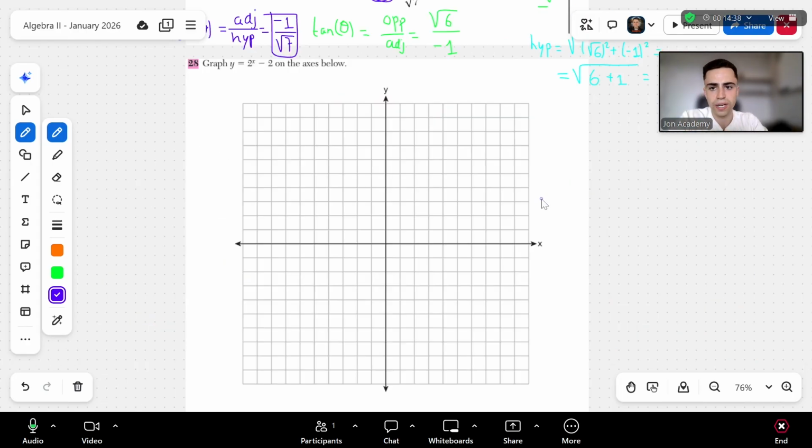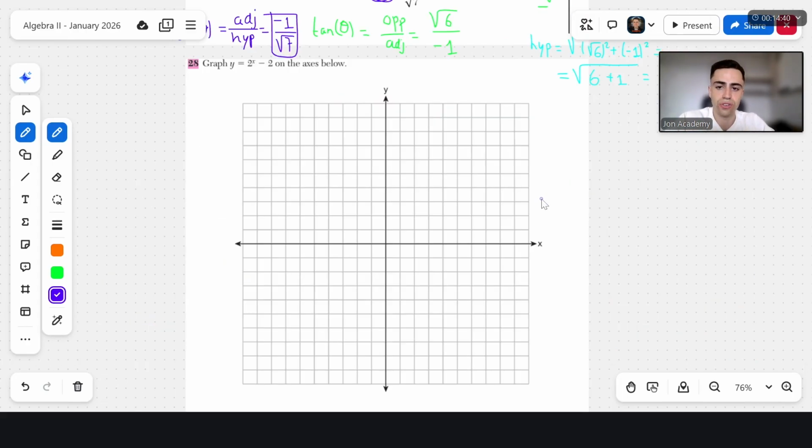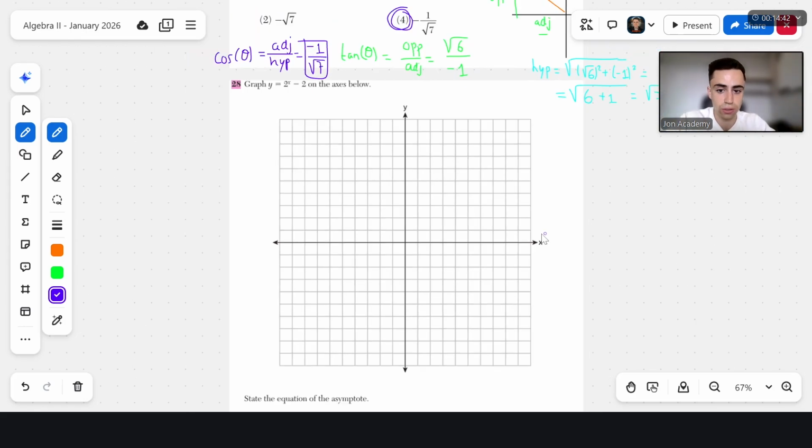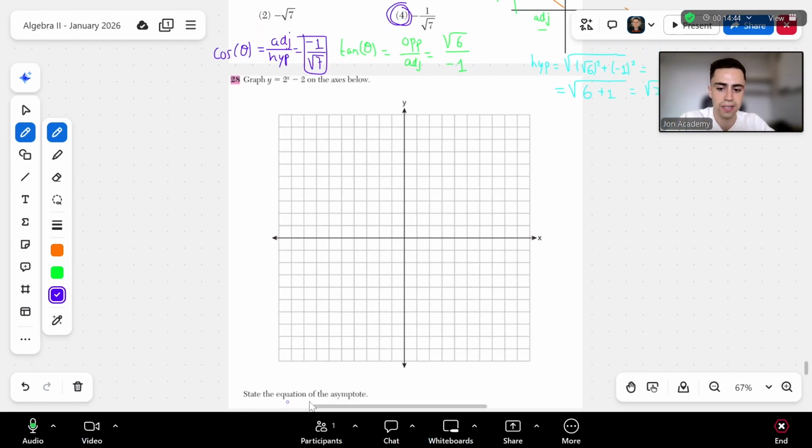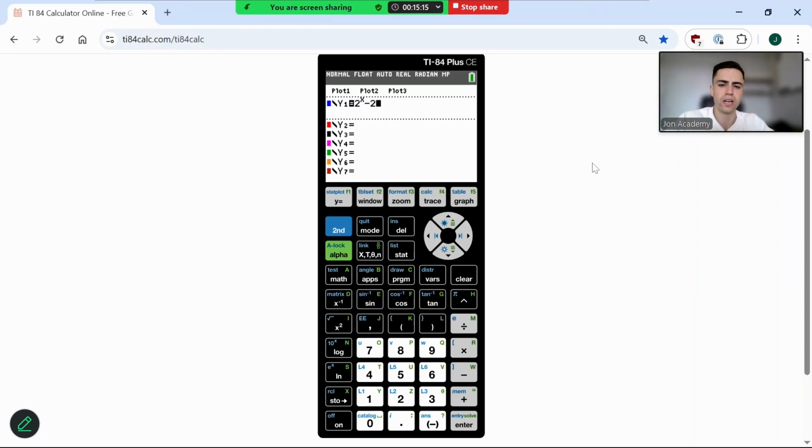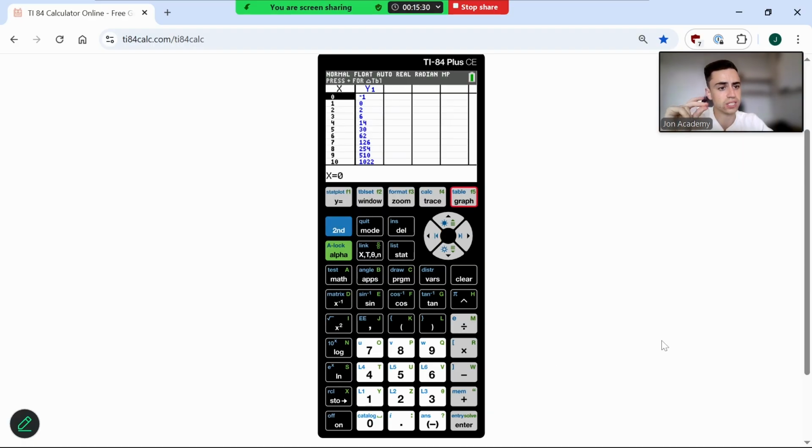Now for number 28, they are asking us to graph this function. So let's jump into the calculator, no? They are asking us to graph that and also state the equation of the asymptote. So here we enter the function we want to graph, and now we go into graph and we see how it looks like. Now we can also click into trace to see some of the key points here, and also get a table of values. So let's take a screenshot here and graph it over the exam.